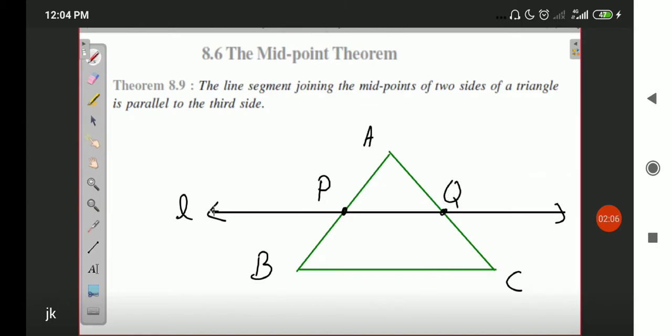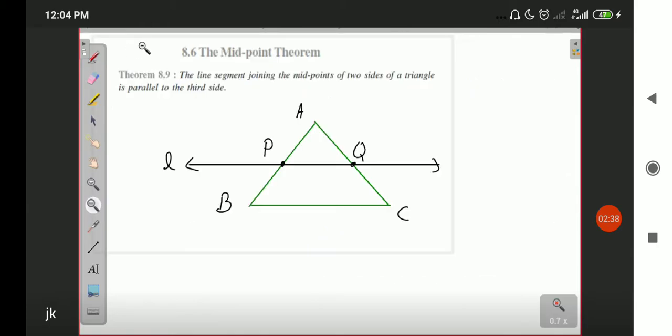If we draw such a line which passes through two midpoints of a triangle, then that line is going to be parallel to the third side. That means PQ will be parallel to BC, and also that line is going to be half of it. The theorem is stating that if you join the midpoints of any two sides of a triangle, then that line will be parallel to the third side of the triangle and also half of it. So this is the statement: the line joining midpoints of any two sides of a triangle is parallel to the third side, and is half of it.